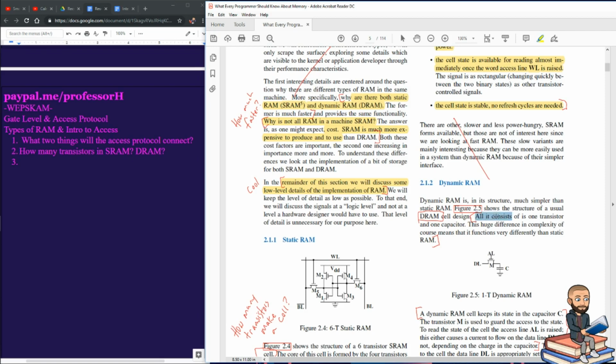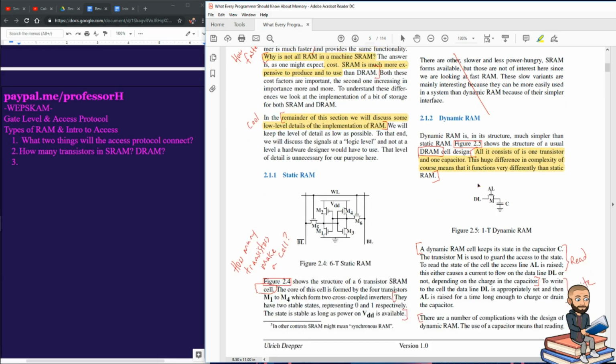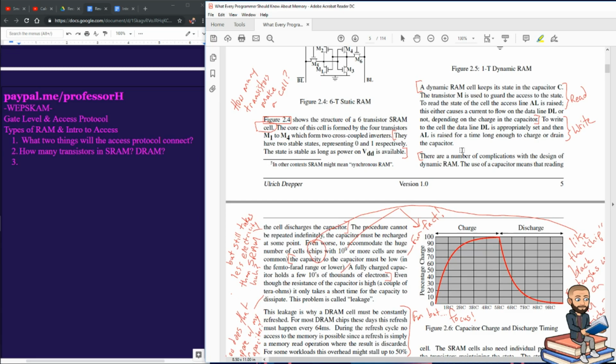Alright, so all a DRAM consists of is 1 transistor and 1 capacitor. This is a huge difference in complexity, of course, and it means it functions very differently than static RAM. That last sentence they didn't need to write in there. Come on, Drepper. I should not criticize this writing though, because it's really excellent and helped me tremendously. Well, to write to the cell, the data line is appropriately set, and then the access line is raised for a time long enough to charge or drain the capacitor.